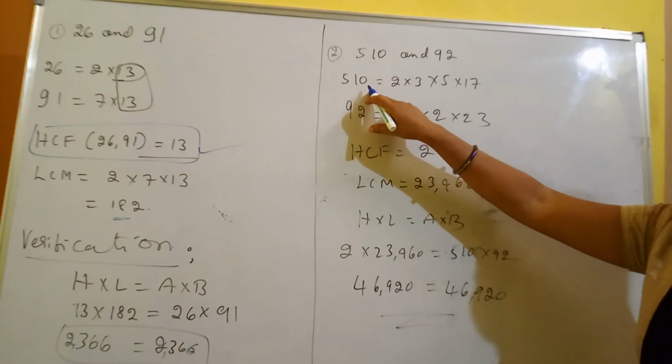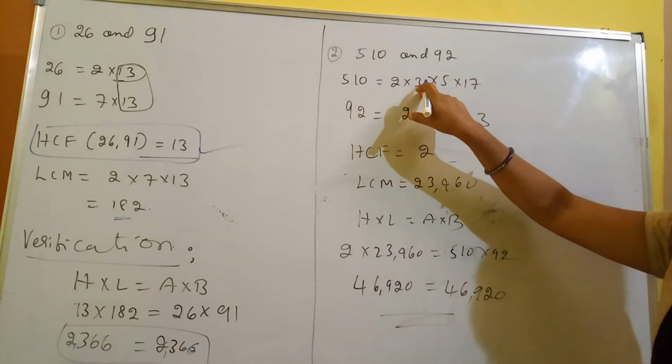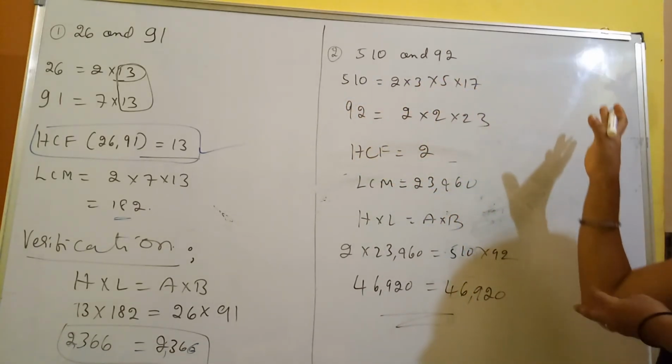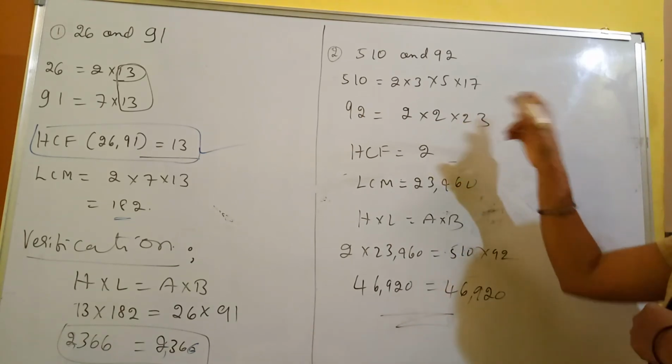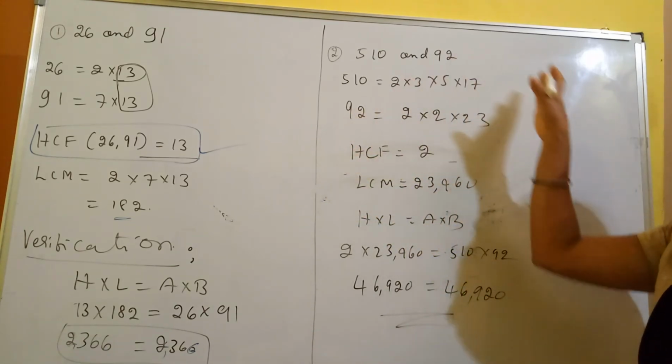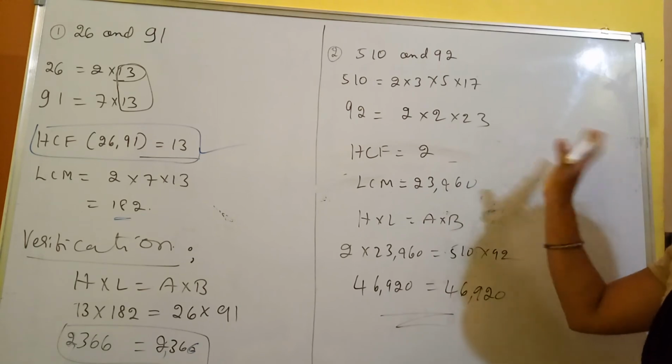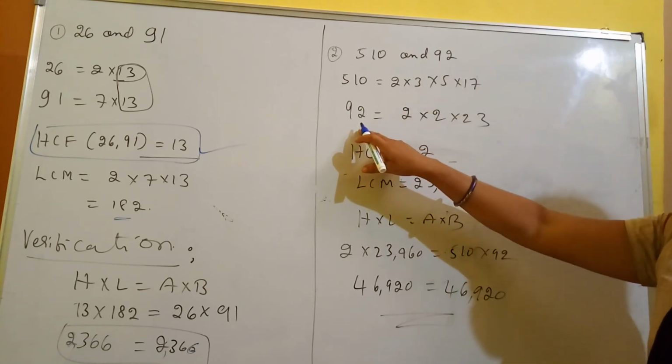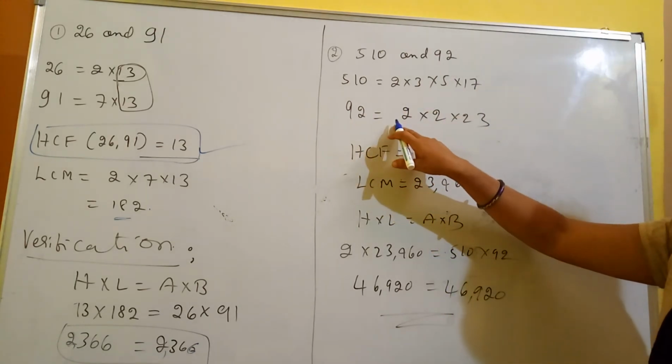What are the factors of 510? The factors of 510 are 2 into 3 into 5 into 17. Here I didn't do the steps directly; I wrote the factors. Like that, we can find them using the prime factorization method in the working step column, for your reference. 92. What are the factors of 92?